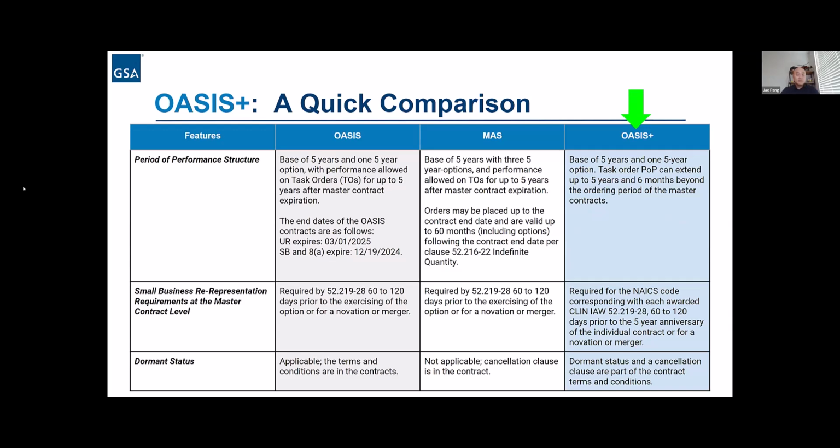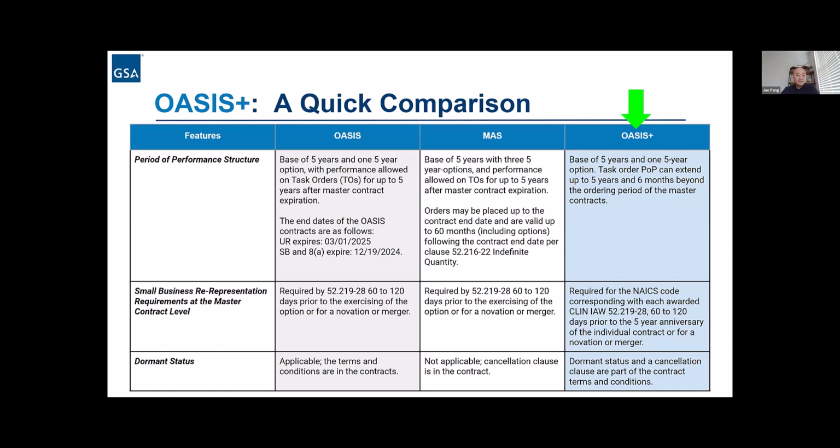The period of performance is similar for all three solutions with a 5-year base, with a slightly varying 5-year option for the three solutions. I do want to note task orders issued under OASIS Plus can continue for up to 5 years after the master contract expires. And small business re-representations are done at the master level by GSA. Ordering contracting officers may, of course, require a size re-representation at the order level under any of these programs.